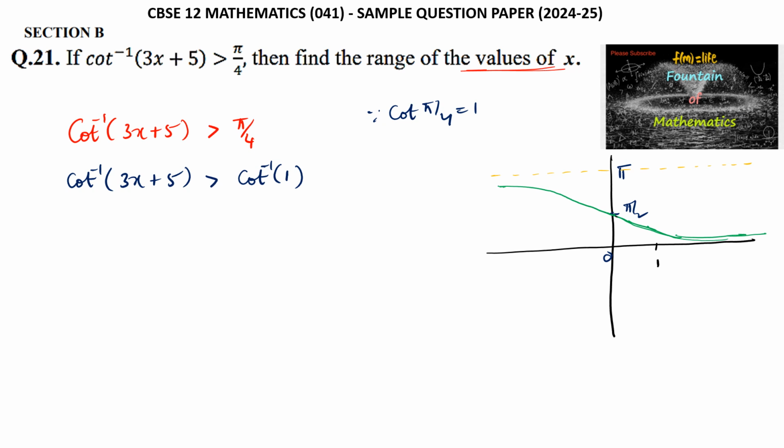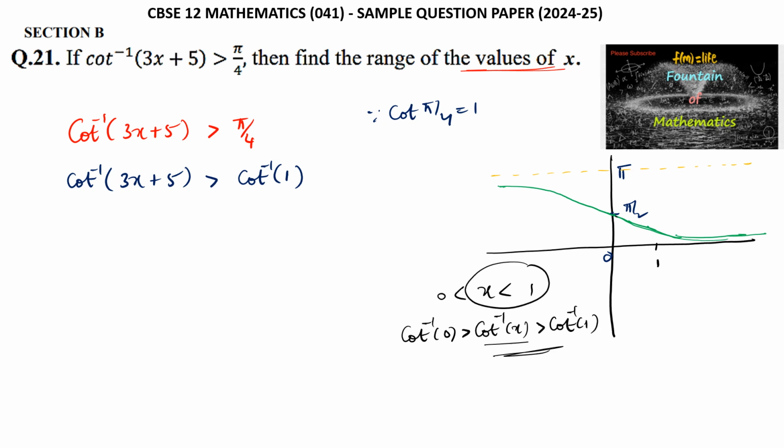And hence we can write, since x lies between 0 and 1, cot inverse of 0 is greater than cot inverse of x is greater than cot inverse of 1. So for x less than 1, cot inverse of x is greater than cot inverse of 1. So cot inverse of 3x plus 5 is greater than cot inverse of 1.